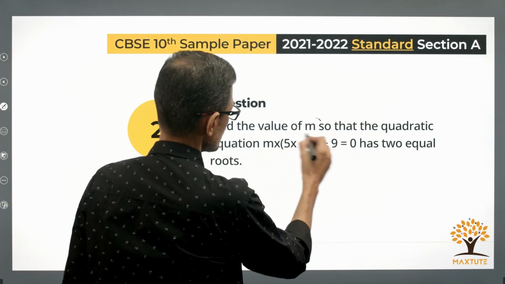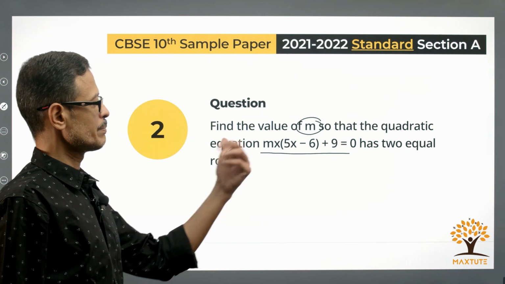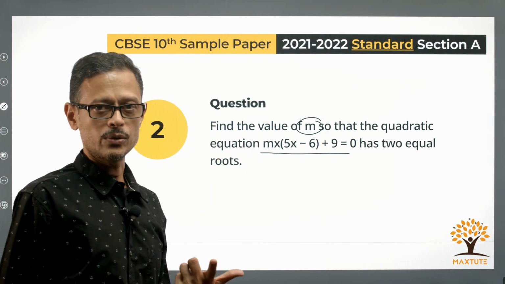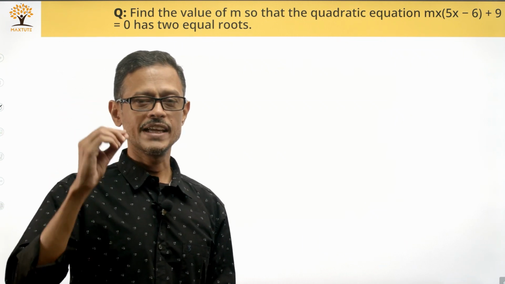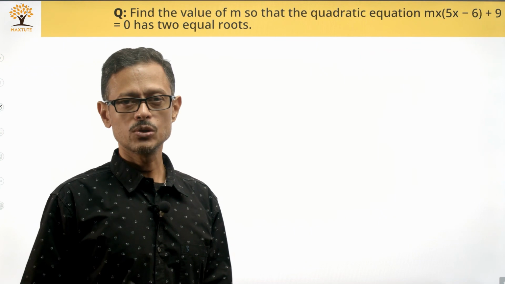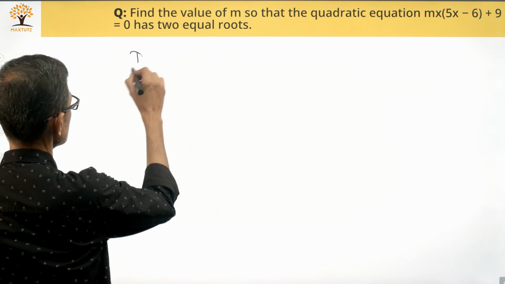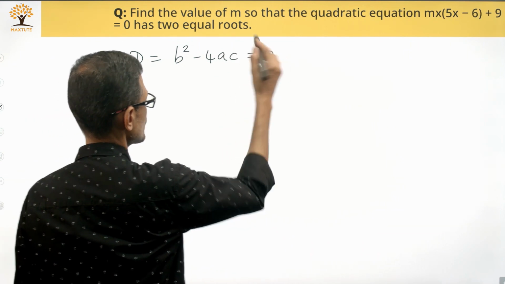Find the value of m so that the quadratic equation mx times (5x minus 6) plus 9 equals 0 has 2 equal roots. What's the condition for equal roots? If the quadratic equation is ax square plus bx plus c equals 0, then if the discriminant is equal to 0, it will have 2 equal roots. The discriminant of a quadratic equation is given by b square minus 4ac equals 0.